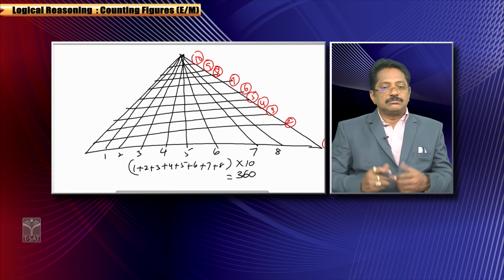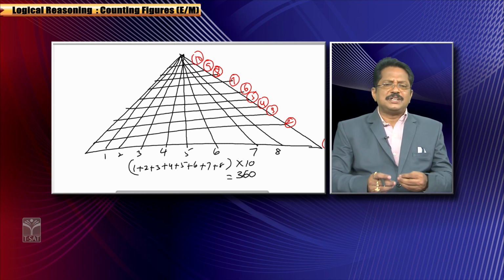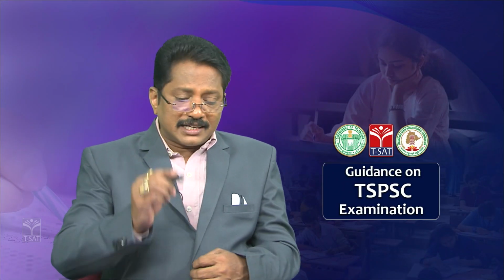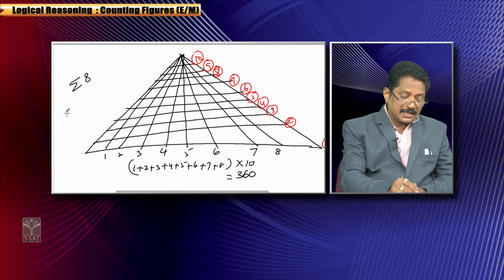If you are good at calculating with speed, fine; otherwise, if you feel a little difficulty following the sum, there is a formula. I will give you the formula. That is sigma 8. The formula for sigma n is n of n plus 1 by 2. Here n is 8. So 8 of 8 plus 1 by 2.